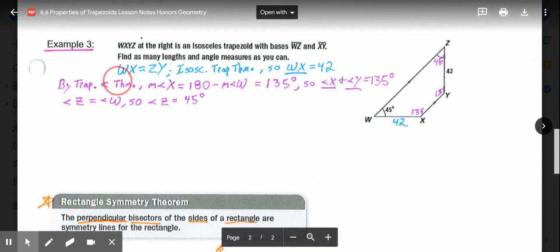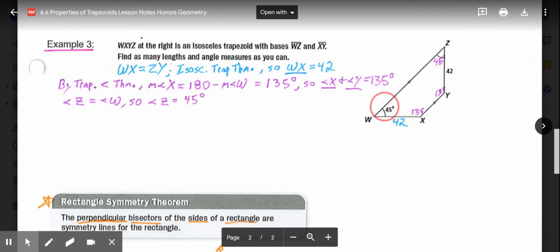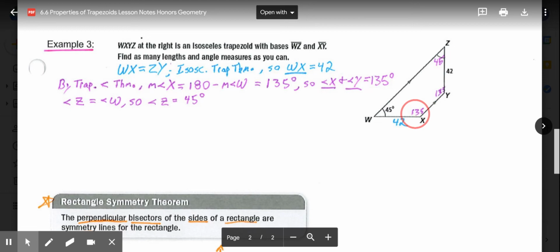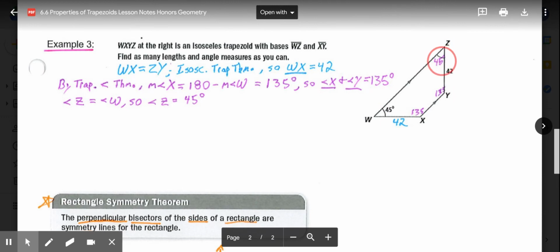Then we can use the trapezoid angle theorem, which tells us if the measure of angle W was 45, we could figure out X by doing 180 minus the 45, which is W, giving us 135 degrees. So I know X is 135. Then we know Y is also 135 degrees because this is an isosceles trapezoid. X and Y angles are congruent. Same with W and Z. So we know that Z is also 45 degrees.